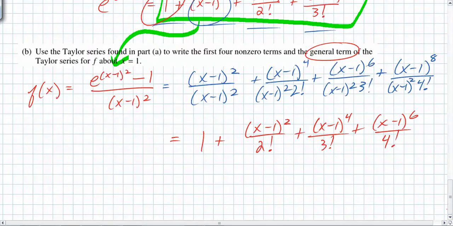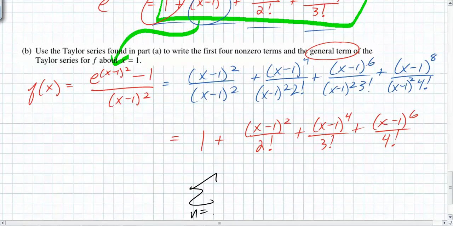It's asking for the general term. So that's asking for the summation notation. So what's it going to be? And let's go from n equals 1, or do you want to go from 0? Yeah, 0, 1, 2. What do you want to do? Let's go from 0. Sure. To infinity. What is it going to be? x minus 1 to the what power? n? All over what? All over n factorial.